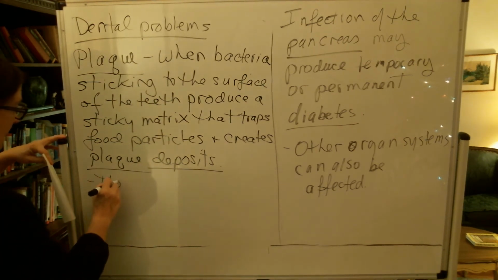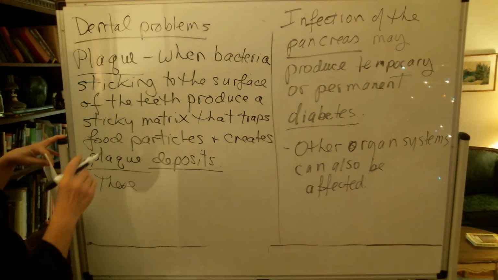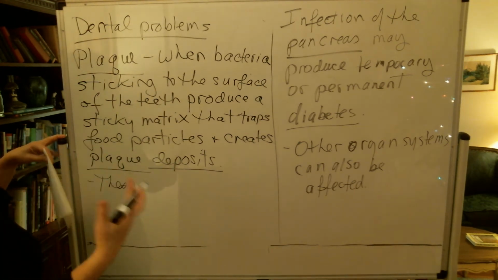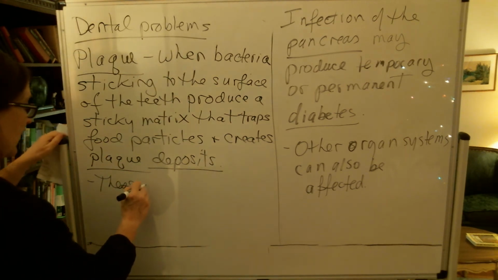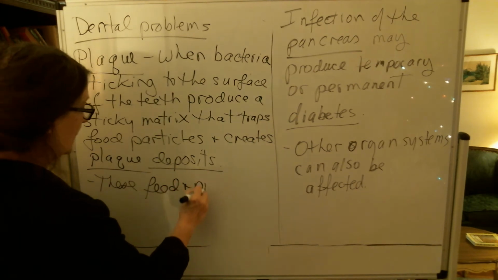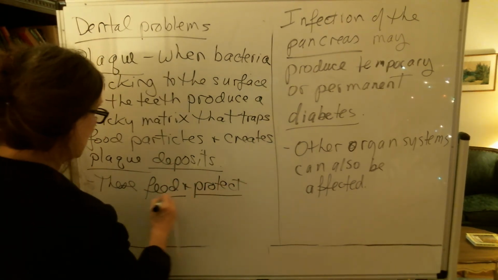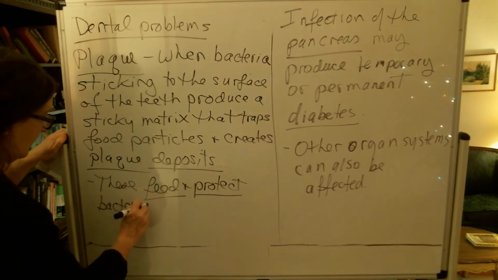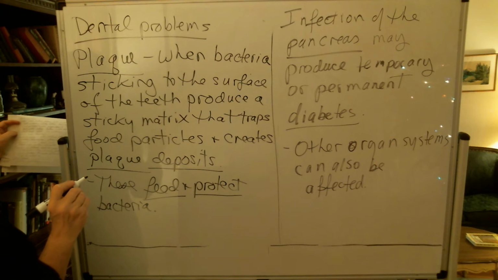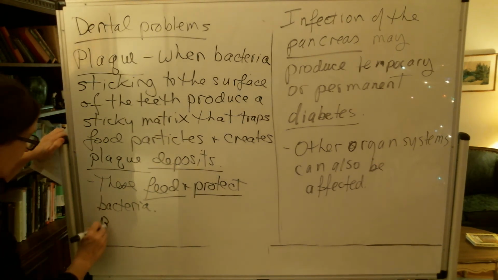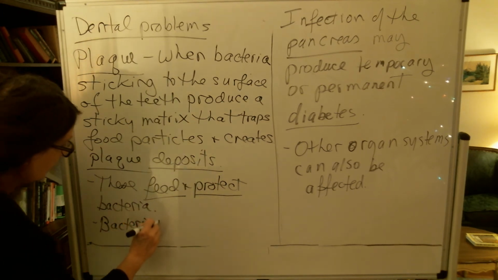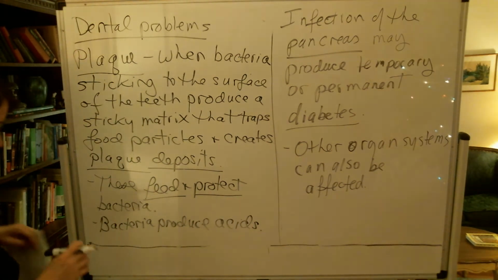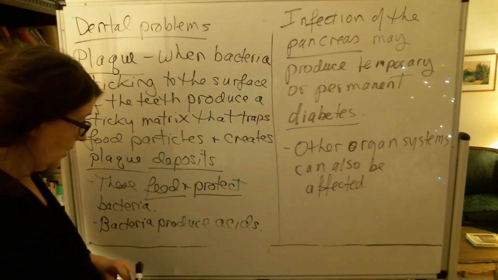So these plaque deposits, then, these combinations of bacteria and bacterial sticky stuff and food, feed and protect, then, the bacteria. They have a nice little home. They are happy. But the problem is that the bacteria produce acids. Just by virtue of being alive, the bacteria are going to produce acid.